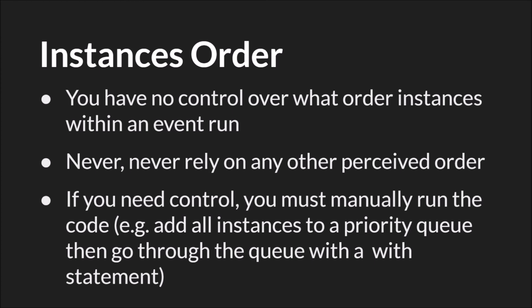There are many different ways of doing this, but for example, you could add all your instances to a priority queue, based upon their Y value, and then go through that priority queue with the with statement to draw all of them in order of how great or how small their Y value is. That's just one example. There are many other ways you could do it. The point is simply that if you absolutely need control of instance order, how the instances are running their events, you have to take that control and do it manually.